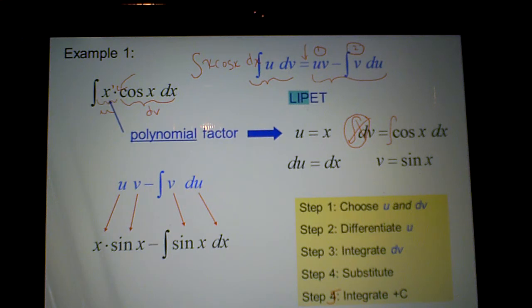Now I'm going to substitute. Since I was able to rewrite my original integral to match this form, I can now rewrite that as uv minus the integral of v du.